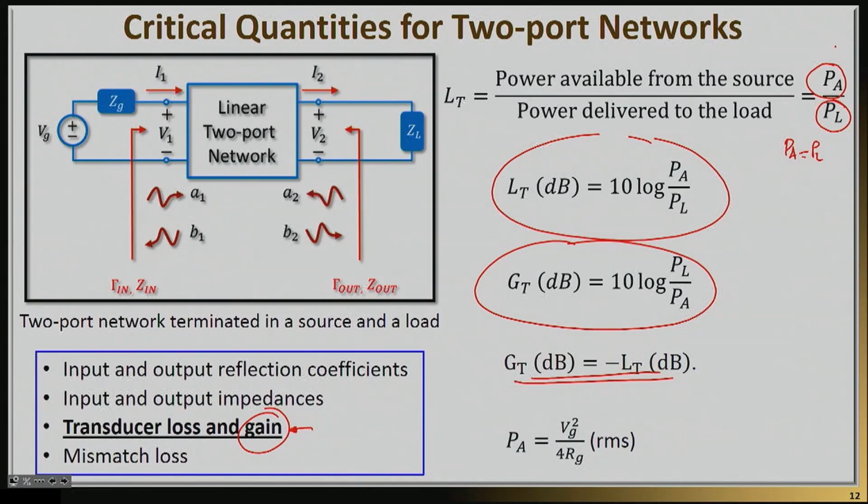The other tricky thing to understand here is exactly what is PA. In other words, what do we mean by power available from the source? Power available from the source means that this is the maximum amount of power that this source could ever give you. And that happens when the source sees its conjugate matching here. The maximum available power from the source, in other words, is the power you can extract from the source under conjugate matching conditions. If you solve this very simple idea of having a source conjugately matched, then you will find out that the power available from the source is nothing else but Vg squared over 4Rg in RMS terms.